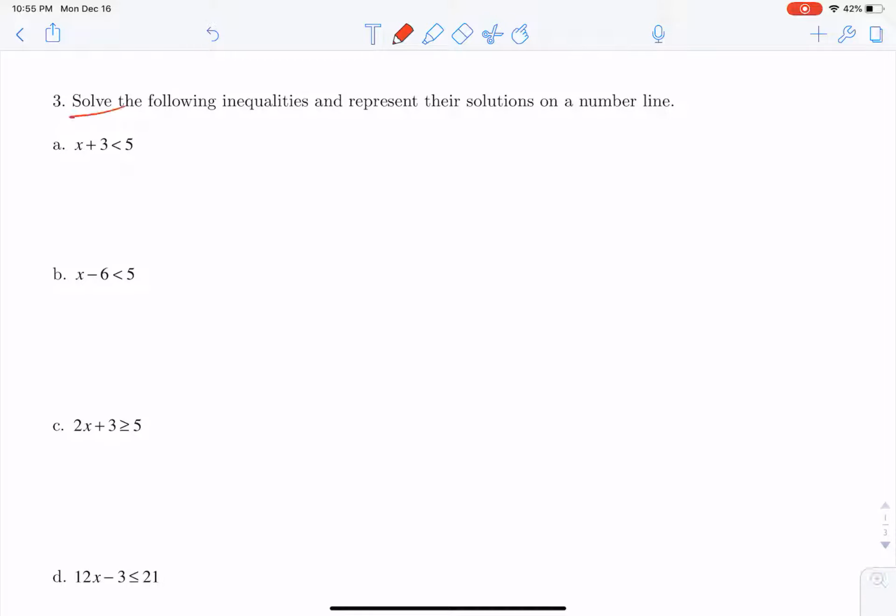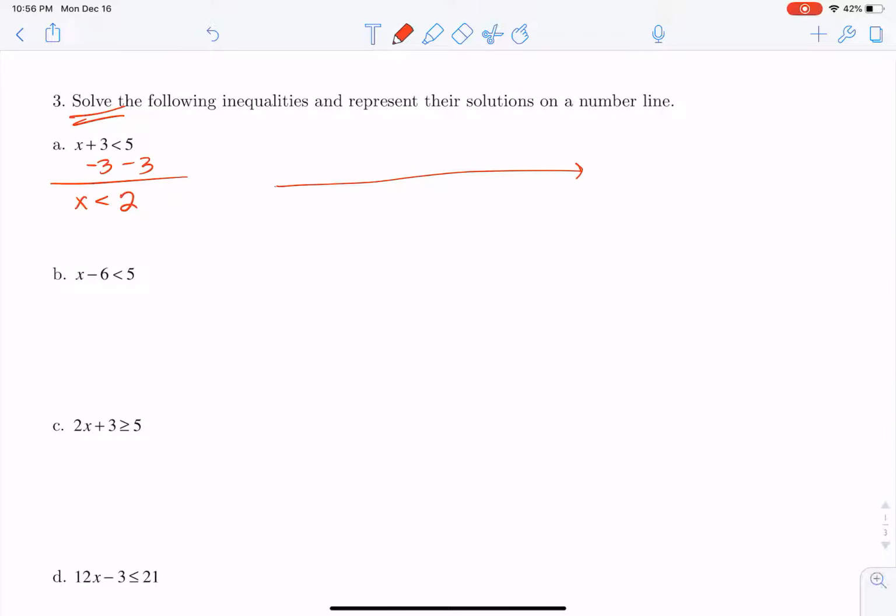So to solve an equation, remember it means that we're getting the variable alone on one side all by itself. What does x equal? To solve an inequality, we're doing the same. We're getting the variable alone on one side of the inequality symbol. So x plus 3 is less than 5. I can subtract 3 from both sides and get that x is less than 2.